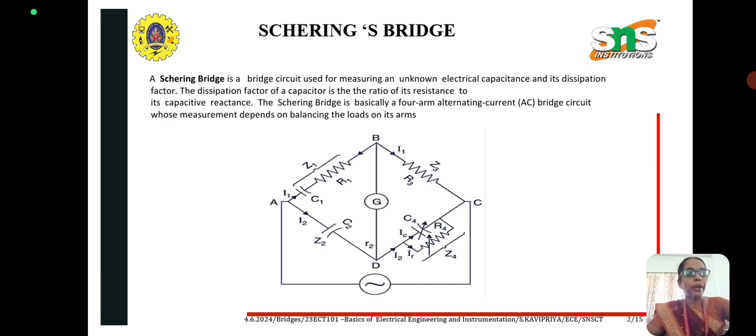In the remaining 2 branches we will have a resistance and a capacitor. One branch will have a resistor, another will have a capacitor. To any 2 junction points, a supply will be given, and at the other 2 junction points, a galvanometer is connected to indicate the value of the current that flows in the bridge circuit. When the bridge is balanced, when Z1 Z4 is equal to Z2 Z3, the galvanometer shows a null deflection.